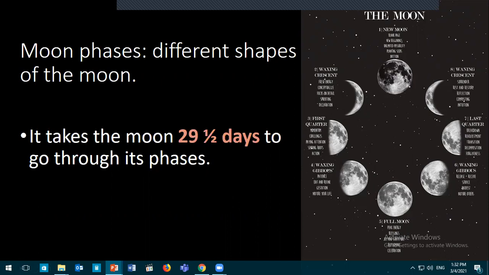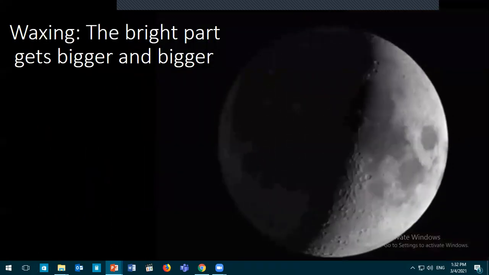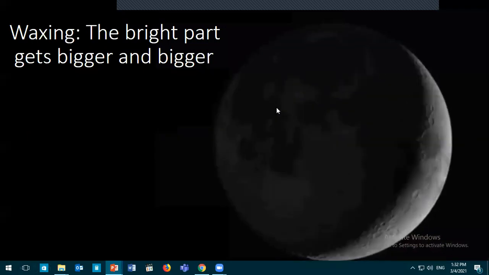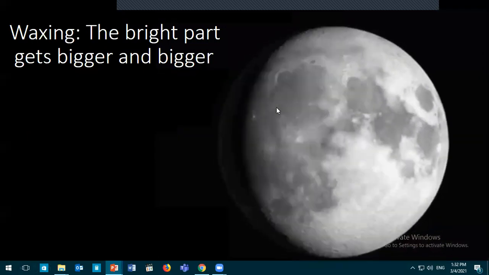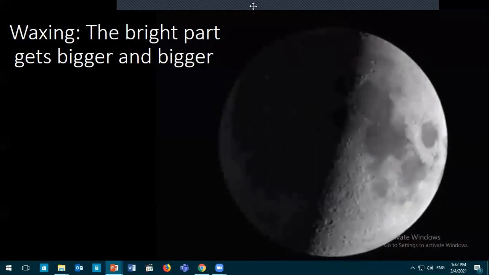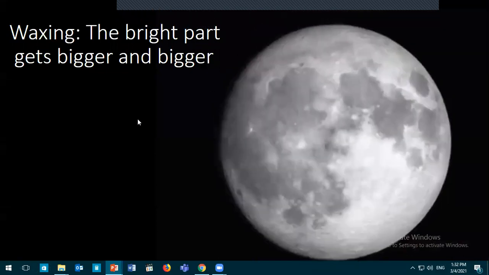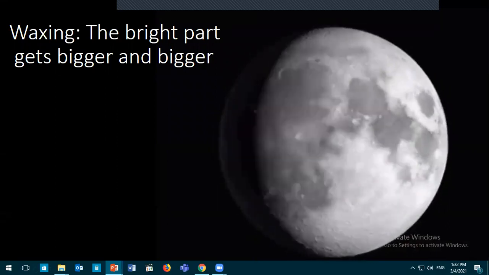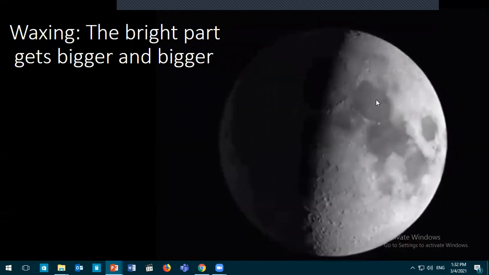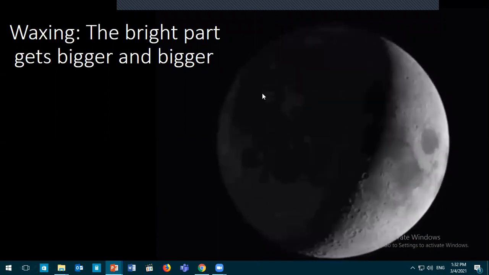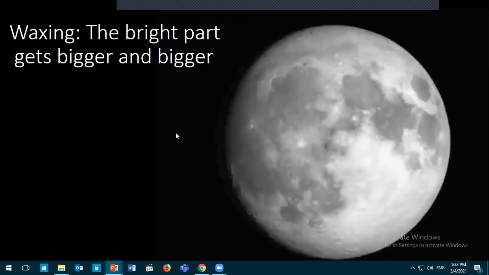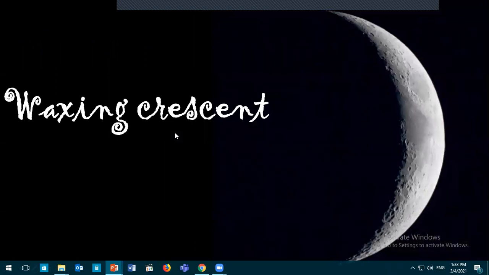So every month, the Moon revolves around the Earth and changes its shape during this movement. So we have waxing. Can you see that? Can you read it? The bright part gets bigger and bigger. Yes, that's right. When the bright part is getting bigger and bigger, this is what we call waxing. So, for example, we have a waxing crescent when we're having a crescent.